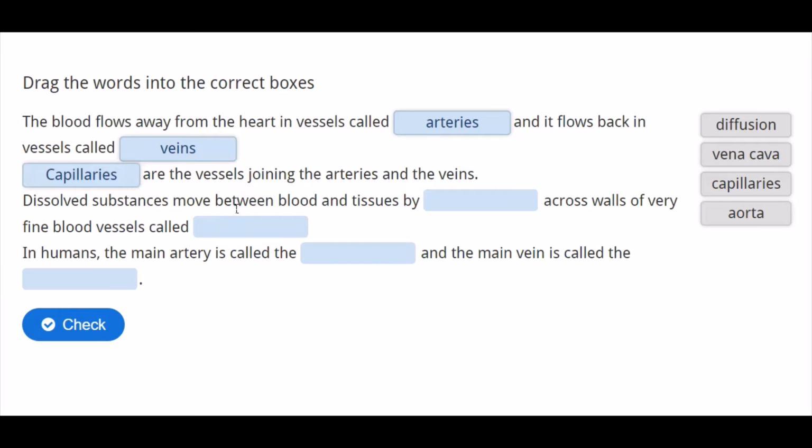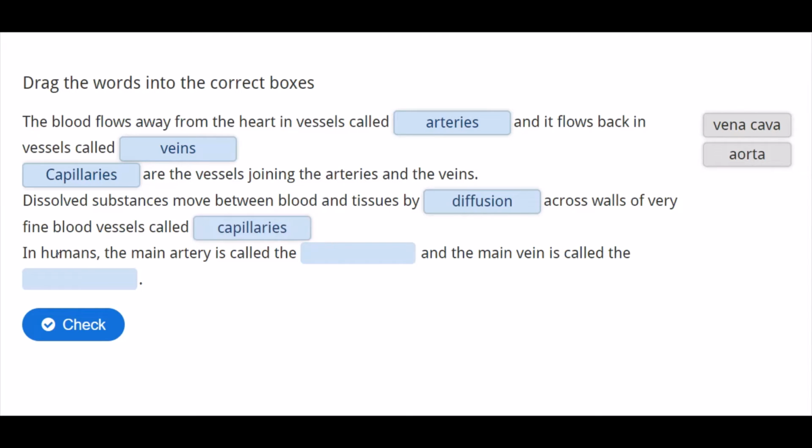Dissolved substances move between blood and tissues by diffusion across walls of very fine blood vessels called capillaries. You're still referring to the capillaries here. In humans, the main artery is the aorta, and the main vein is the vena cava.